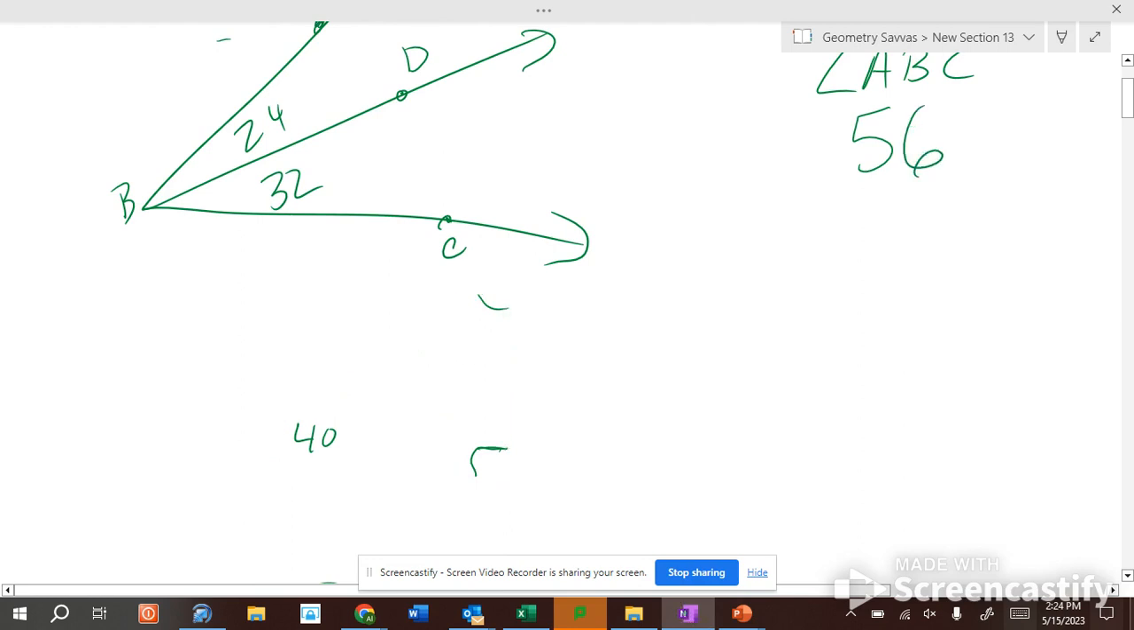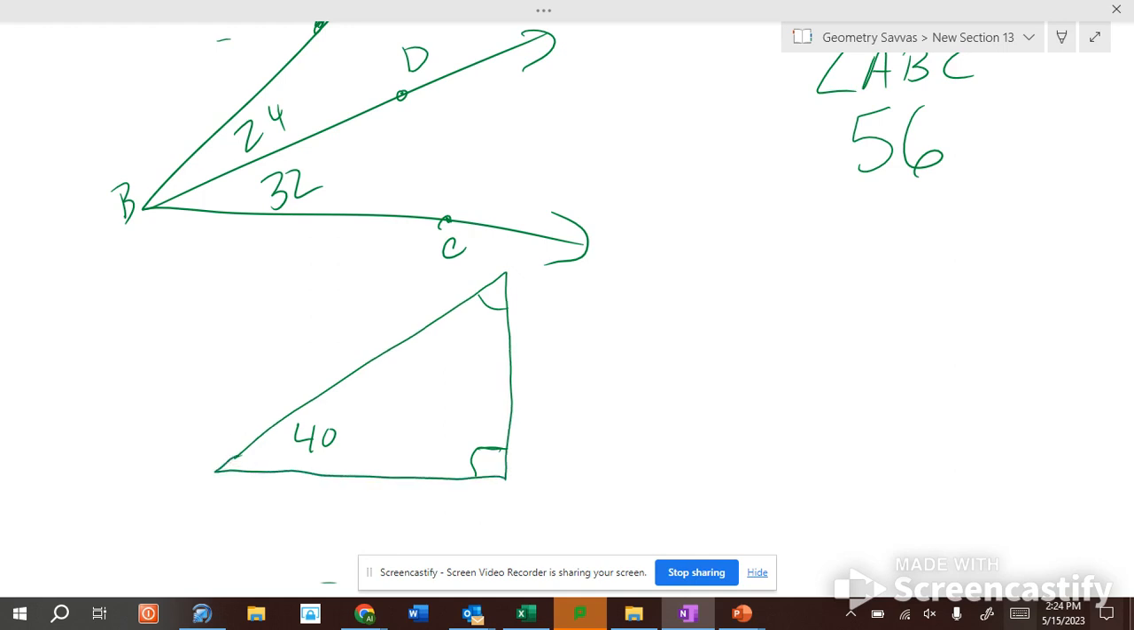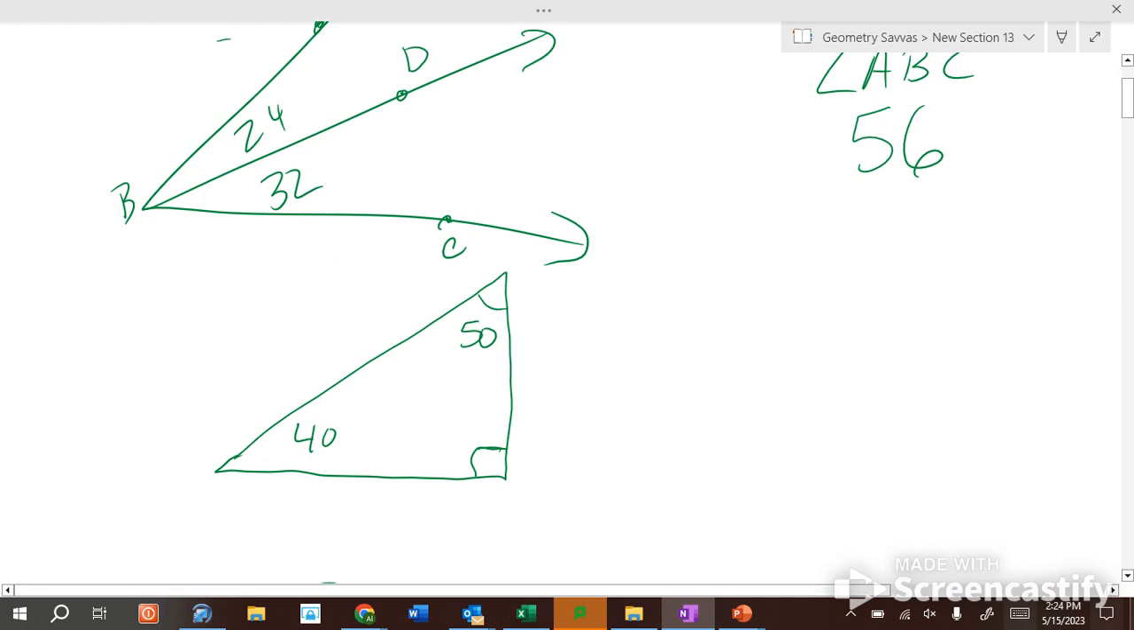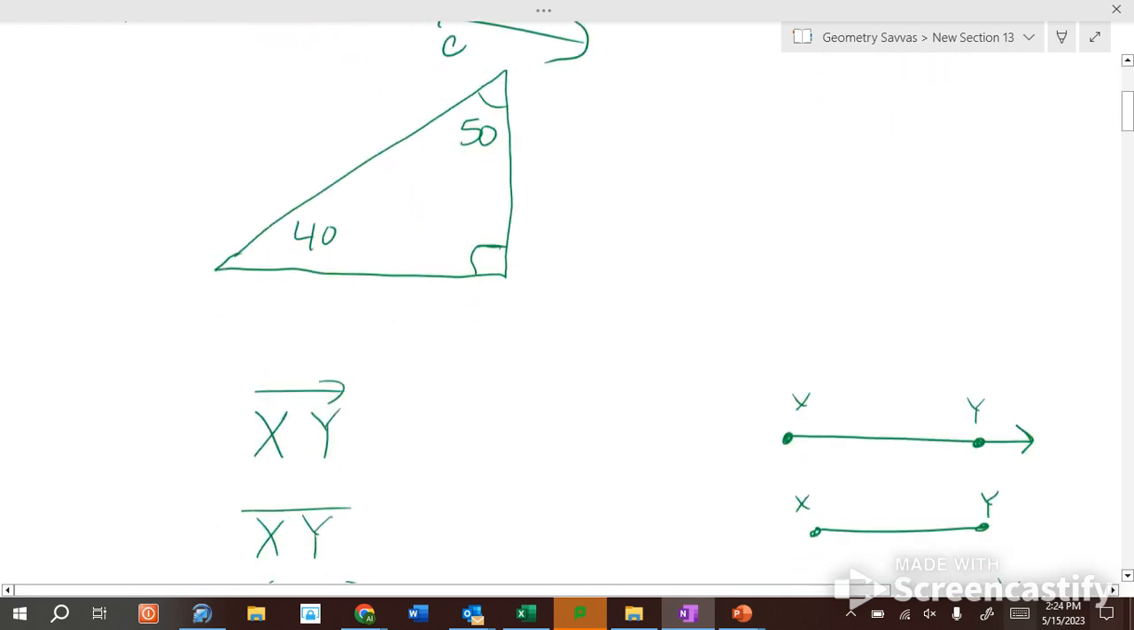This is an ugly triangle. Let me make it a little more beautiful. How big is the missing angle up top? 50, because there's 180 degrees in a triangle, so the missing angle is 50 degrees. Those of you who knew the first two questions, you're already 2 for 2. All right, there we go.